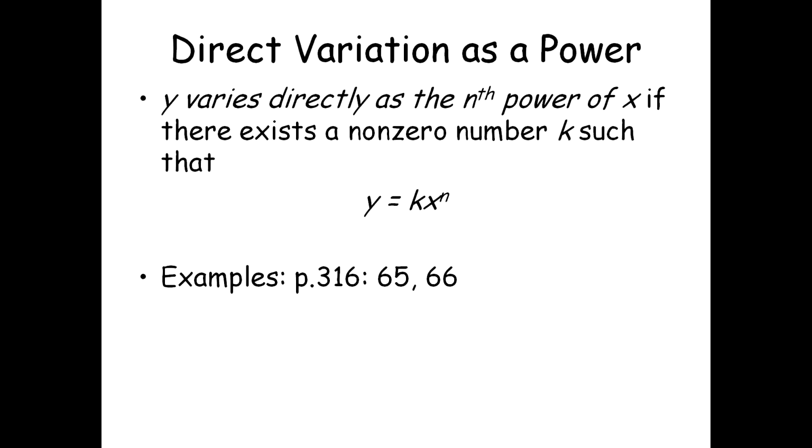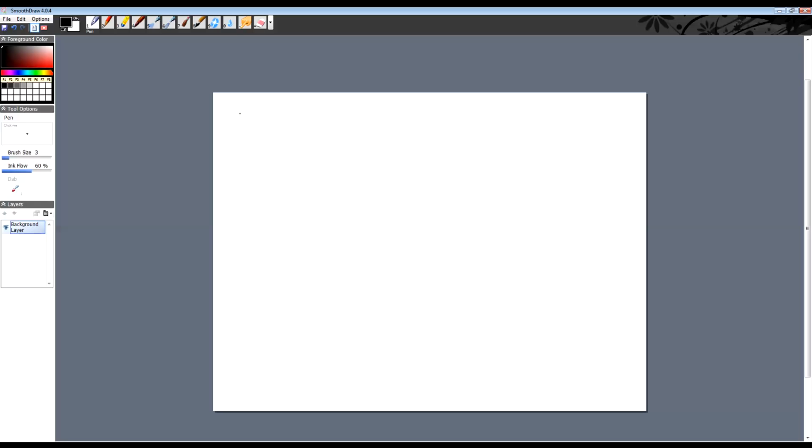Another form of variation, instead of direct variation, is variation as a power. So this would come out in the term y varies directly as the nth power of x if there exists a non-zero number k such that y equals k times x to the nth power. Let's look at page 316 for some illustration of these.